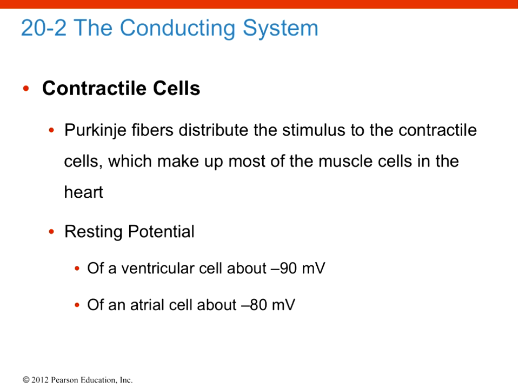So once those Purkinje fibers, those conducting cells, distribute that stimulus, they're going to coordinate the contractile cells, which make up a good chunk of the heart muscle. When we think of cardiac muscle and cardiac cells, we're talking about contractile cells. It makes up most of that, and it's going to give us that beat of the heart, or the actual contraction of the heart.